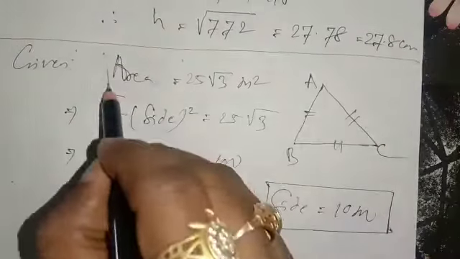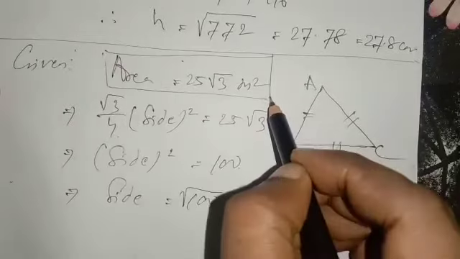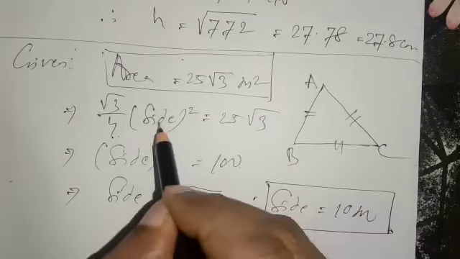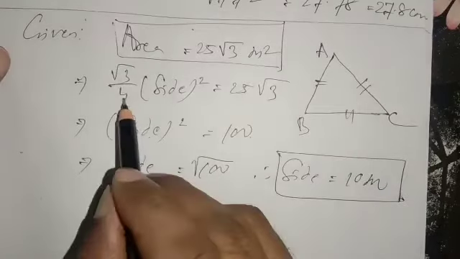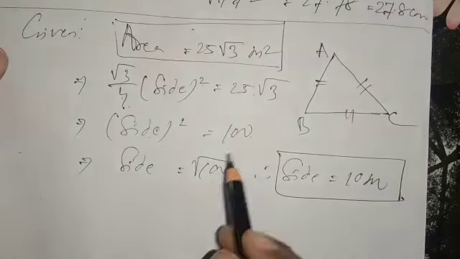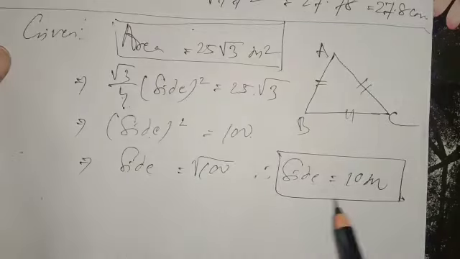And this one is given. Just putting the value, area is equal to root 3 by 4 into side squared, equal to 25 root 3. Root 3 cancels on both sides. Side squared will be 4 multiplied on this side, 100 coming. Side will be square root of 100, that is 10 meters.